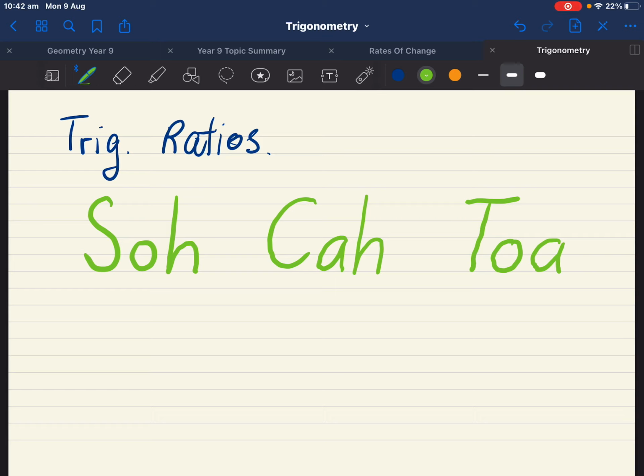I've got this random thing called SOHCAHTOA up here. This is used to help us remember what the trig ratios are.